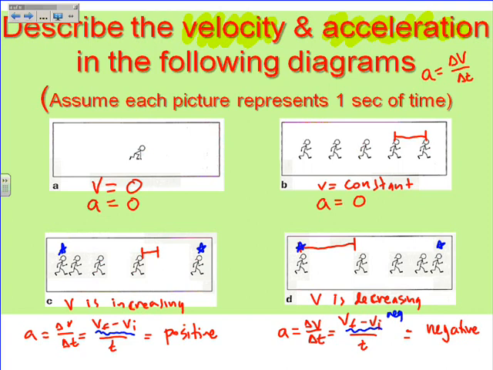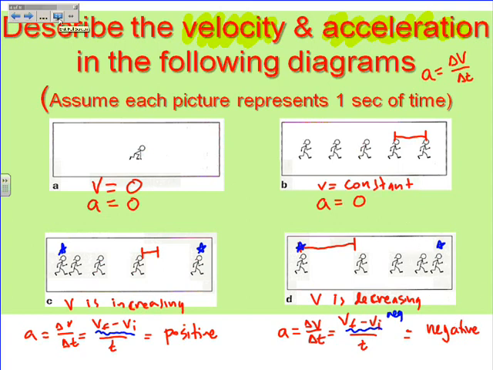Negative acceleration means that the velocity generally is getting smaller, although we'll see that that's not always the case, and it really depends on our frame of reference. But in this case here, decreasing velocity, negative acceleration.